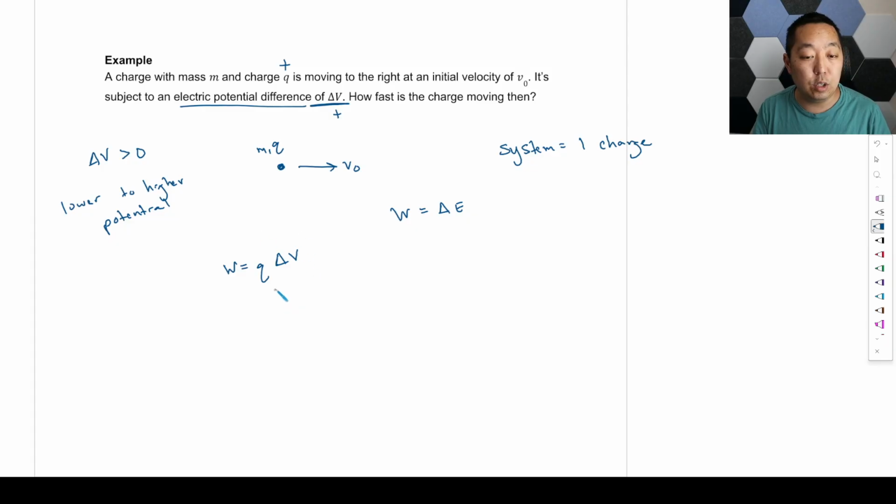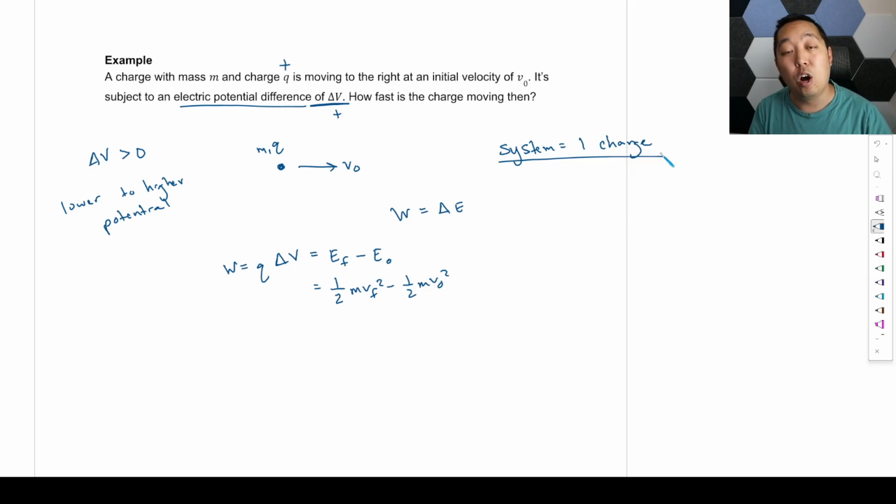Okay, so this Q times the change in potential probably should be a negative, because we should expect to have less energy, the change in energy. We want to end up with less energy than we had before. 1/2 mvf squared minus 1/2 mv0 squared. That's the change in kinetic energy. Because the system is just one charge, all we have is kinetic energy as part of it. So the Q times change in potential should be a negative, because we should have lost some energy.